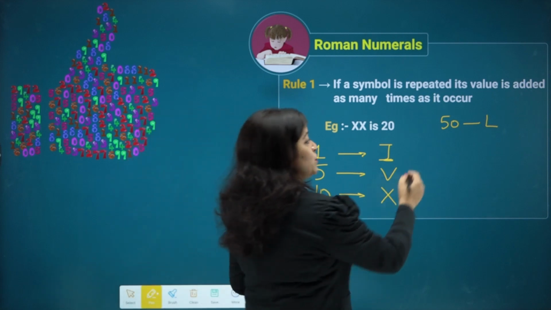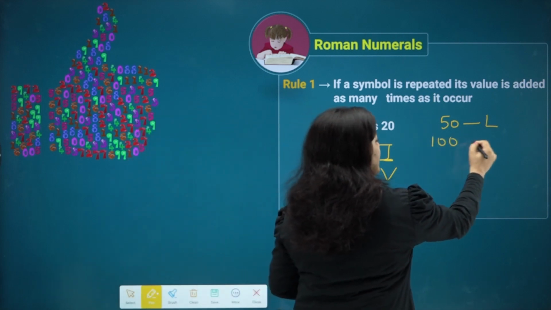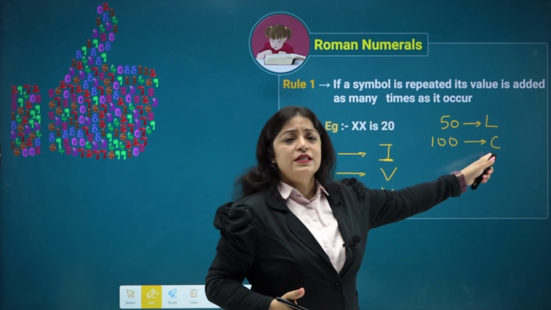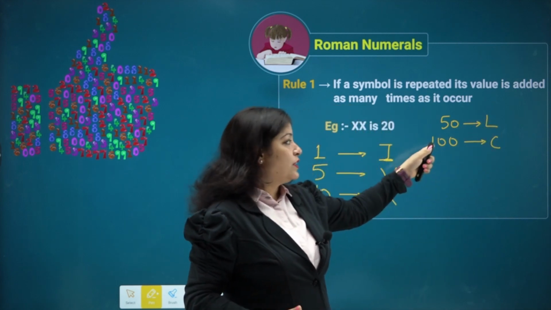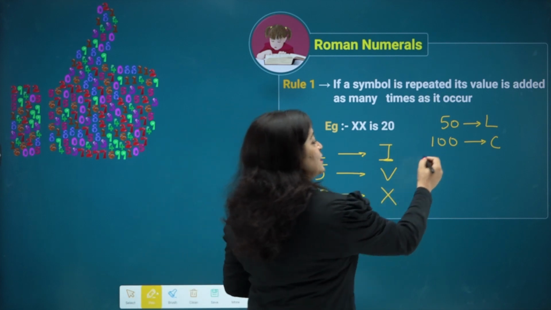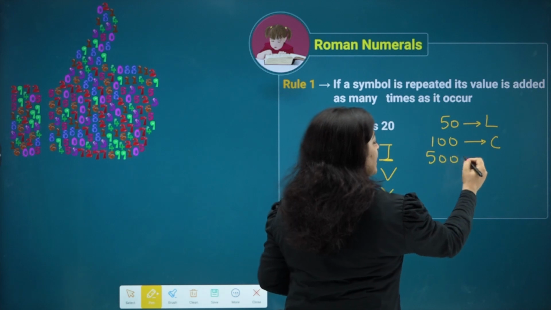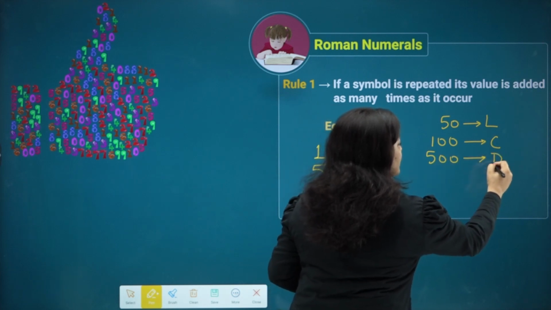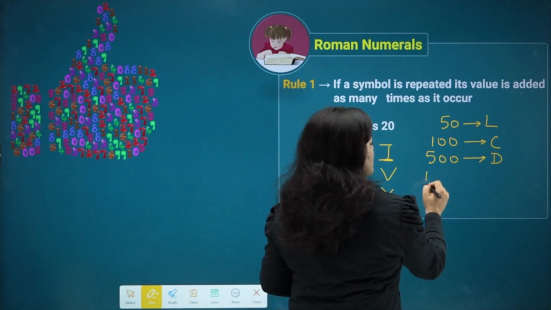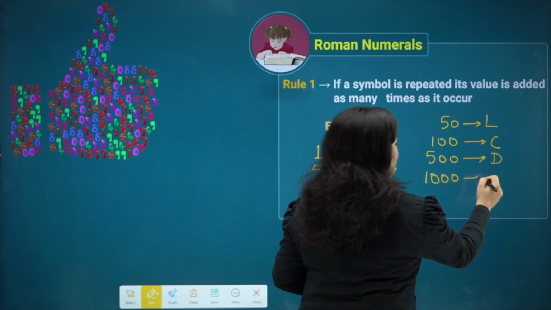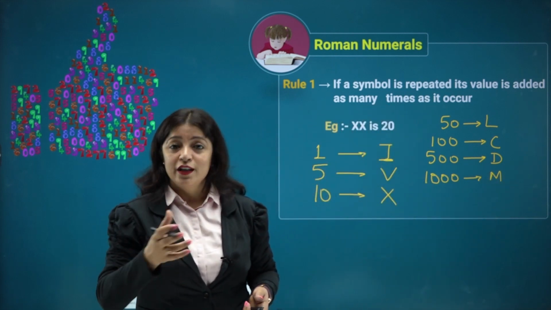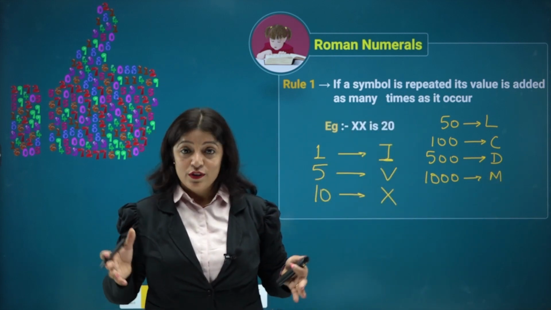After 50, we use the next Roman numeral for 100, that is C. You may see here C stands for century, and in century there are 100. So you may learn it this way also. Next in the queue is 500, and we use the letter D for it. And the last, generally what we use is for 1000, and we use the letter M. So you may remember M stands for millennium, and millennium is a set of 1000 years.